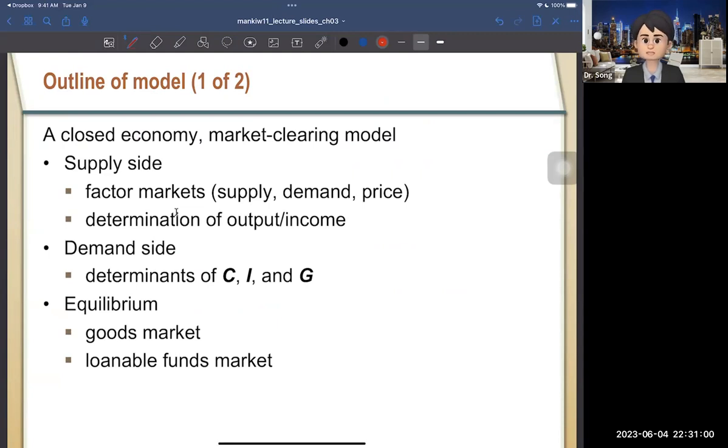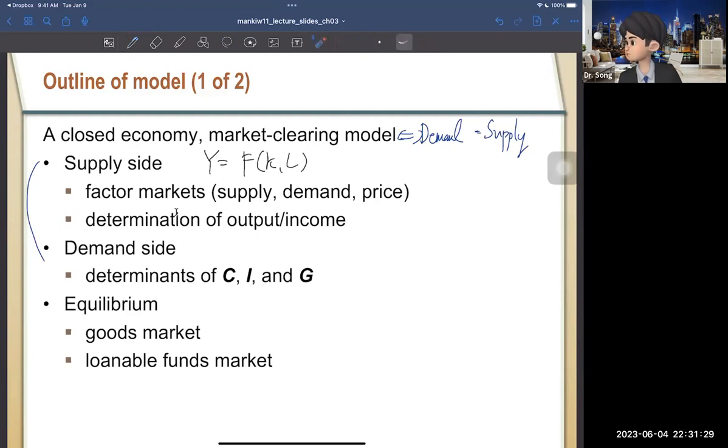Here we start with the closed economy, and we assume that the model is market clearing. That means that demand equals supply. So that's the market clearing model. There is the supply side of the output and the demand side of the output. For supply, we're going to study the production function, and pretty simply, we're going to have this equation: Y, the output, the real GDP, equals F of K and L. So F is a production function.